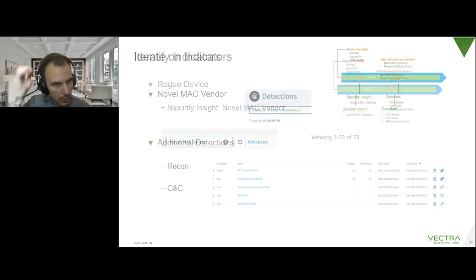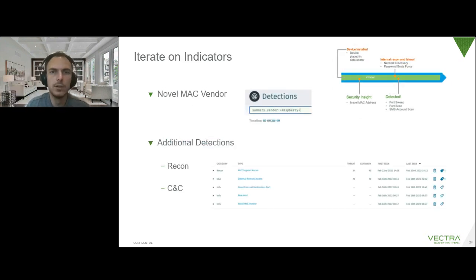Again, we iterate. In a particular example, you can say, well, all right, what about Raspberry Pis? We provide the vendor in there, and we can do searches and say, well, how many of these actually come back for Raspberry Pi? In most cases, that's going to be a fairly low number, and that actually might be a good indicator.